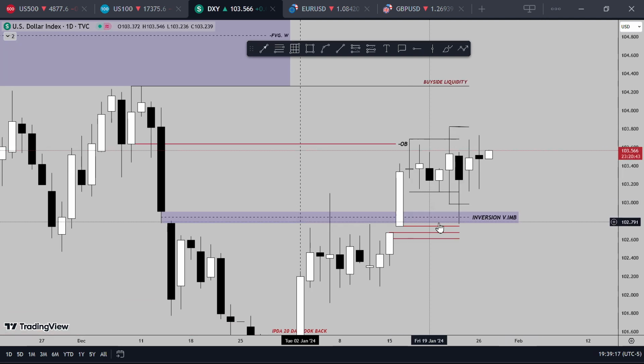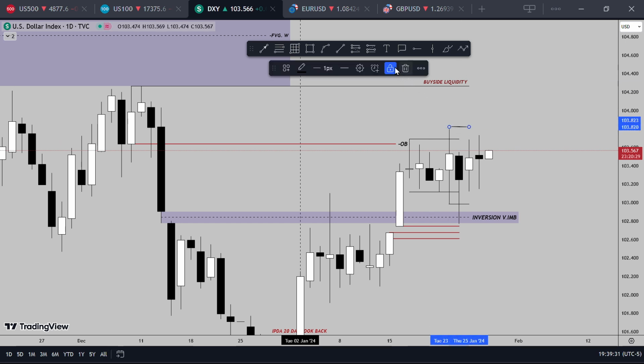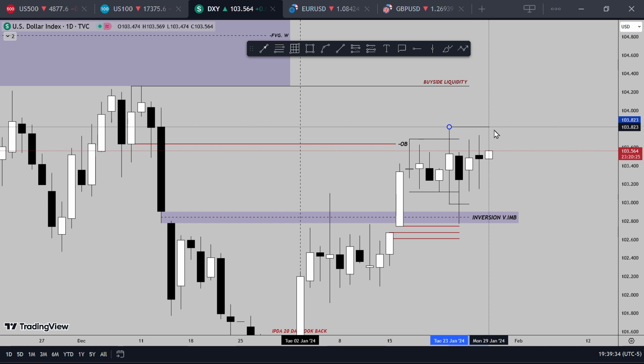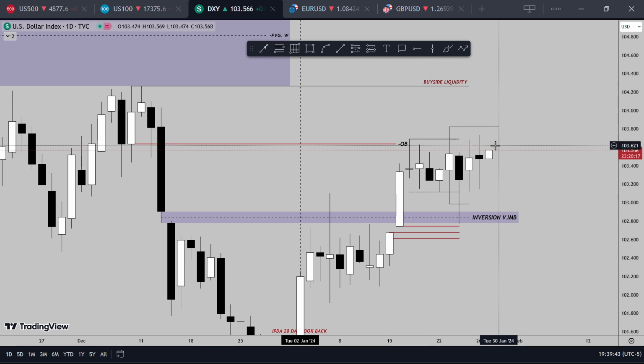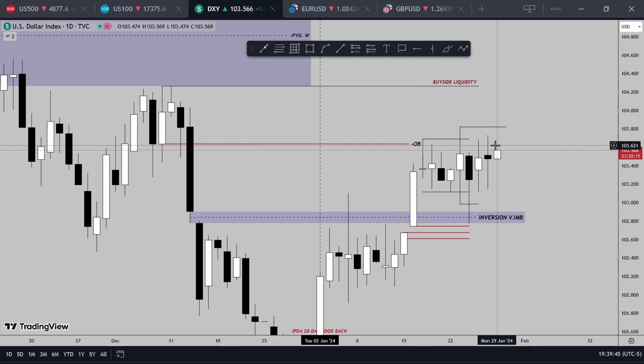As we are respecting this volume imbalance that has been inverted, and then this fair value gap, I'm expecting price to expand higher. And if I'm expecting price to expand higher, where are the targets? My first target for the week is this buy side liquidity pool resting just here, this high. That's the consolidation high. That's my first target for the week on the dollar index.